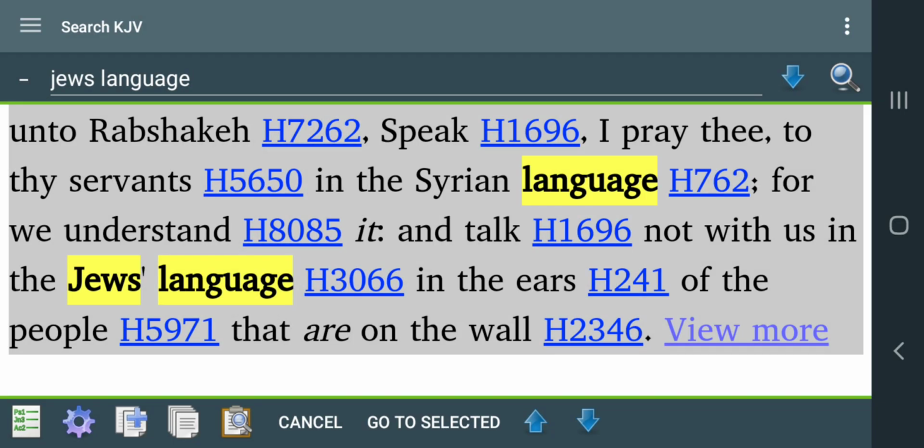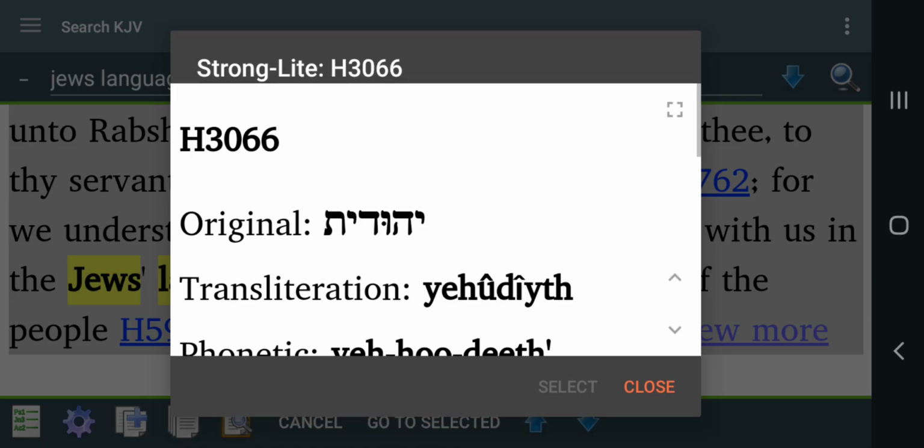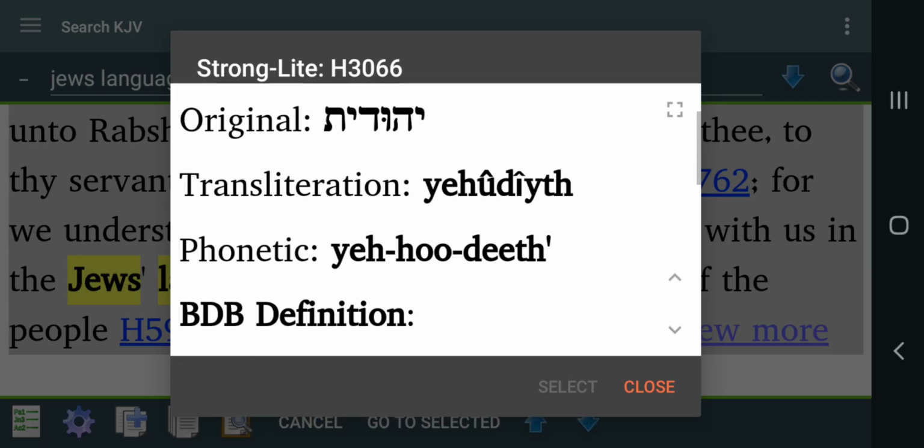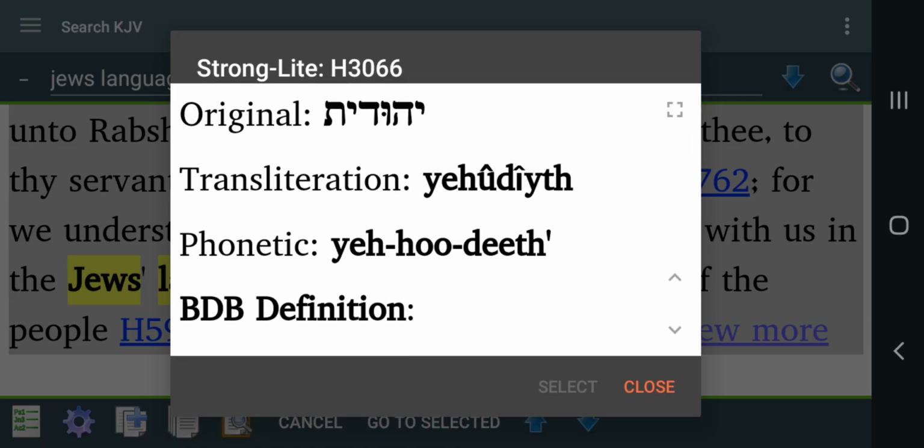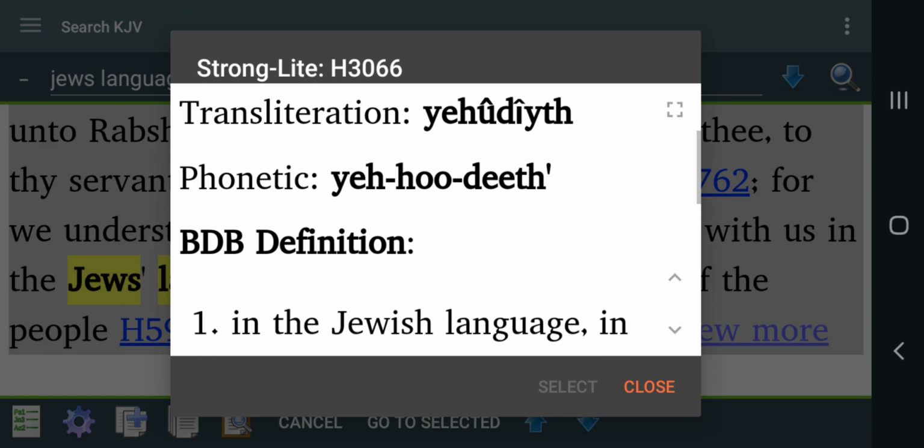For we understand it, and it's what it says, and talk not with us in the what? It says, see what it says, Jews' language, in the ears of the people that are on the wall, right? So here the Yehudi language is properly called the Yehudit. Now the transliteration has the TH, Yehudith, right? But according to the ancient Afro-Semitic, we point it as Yehudit.